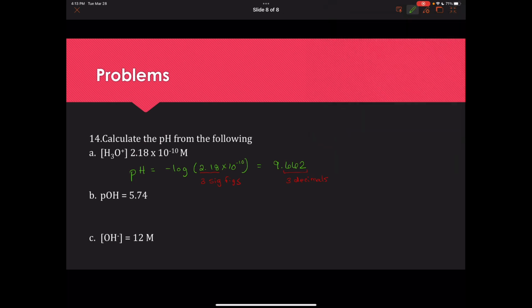Now for part B, we're given pOH, and again we want pH. So we know pH and pOH are related through the equation that pH plus pOH equals 14. So rearranging, my pH equals 14 minus the pOH, which is going to give me a pH of 8.26.